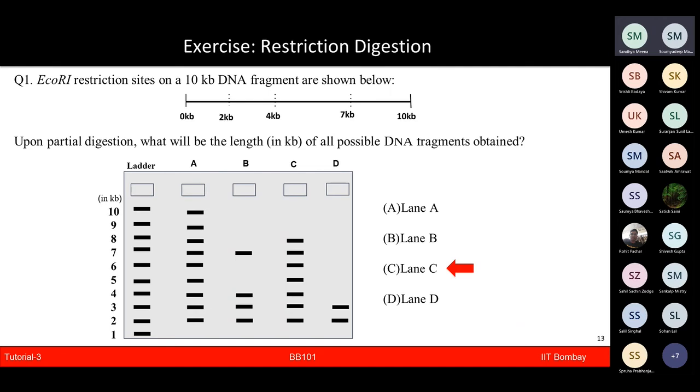The question says upon partial digestion, which means that not all the sites were digested at the same point of time. So the right answer will be C. Could I make myself clear? Yes, thank you.